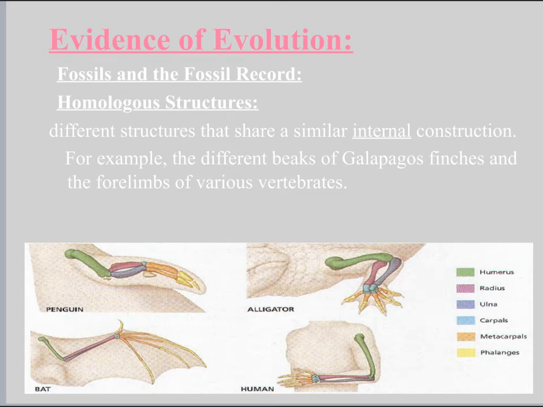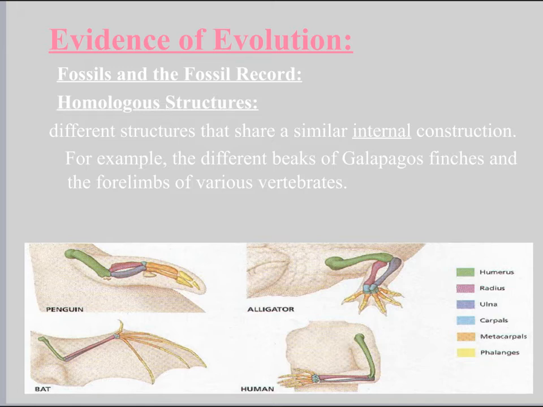Welcome back to Lecture 2 on our evolution unit. This section is all about evidence of evolution. So what can we see in our environment and the things around us that point to the fact that evolution actually has happened in the past and even currently is still happening?